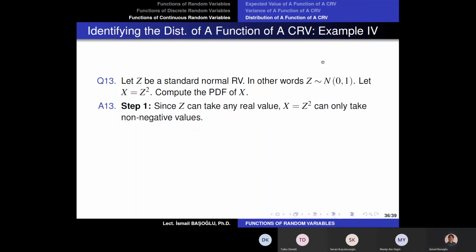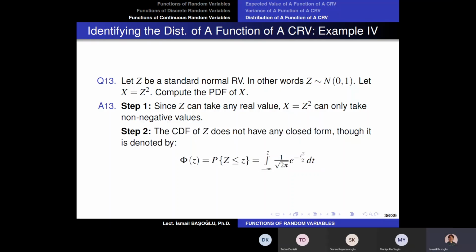Step 1, a standard normal random variable can theoretically take any value from -infinity to +infinity. However, if we take the square of the real values, then X can only take non-negative values, right? So the square of any real value can only be positive or 0. So X can take non-negative values. So we have determined the possible values that X can take on.